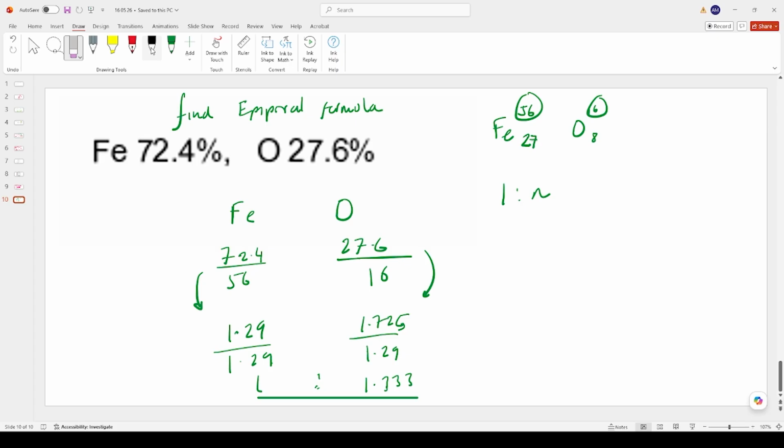Just times it by 3. Yeah, sorry, if you times it by 3, that's it. Times it by 3. Thank you, maths people. Right, what's that? 3 for the 1 and 4 for that. There you go. So Fe3O4.